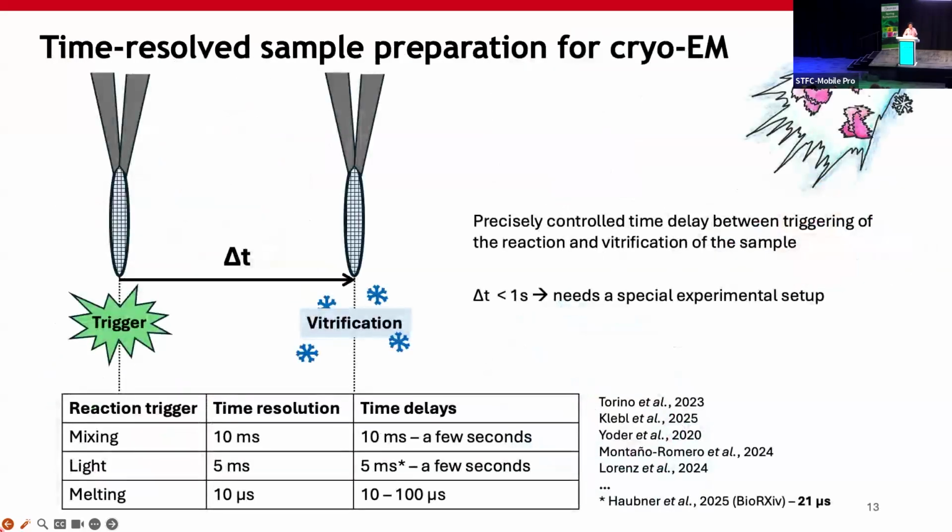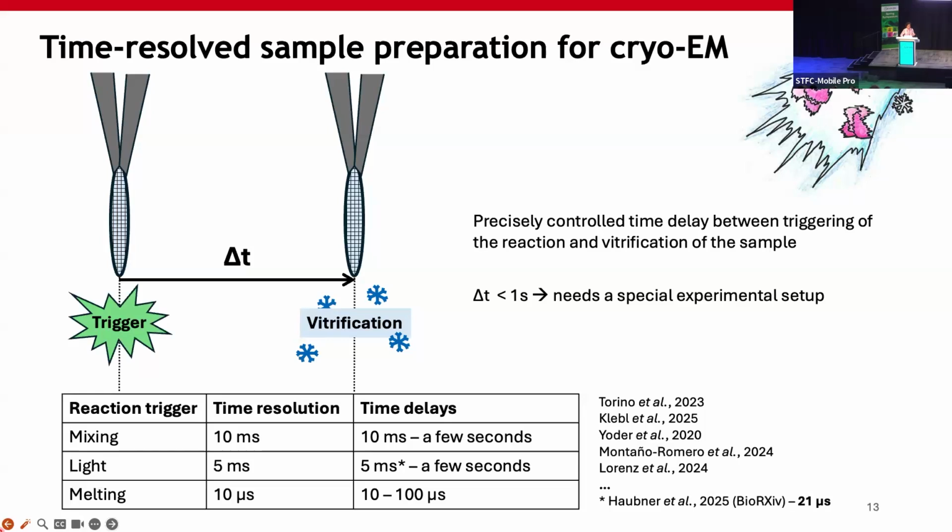So now that you're a bit more familiar with the idea, in which time-resolved cryo-EM doesn't mean time-resolved microscopy, but sample preparation, the big thing is to have a precisely controlled time delay between your trigger and the stop of the reaction, which for cryo-EM grids is vitrification. And this can be done manually for long time delays of, let's say, more than a few seconds in a conventional sample preparation machine. But if you want to go to less than 1 second, you need some kind of special experimental setup, such as the one that was presented this morning.